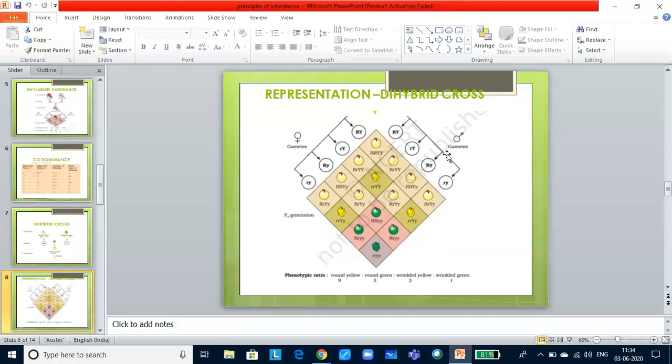Based on this, he proposed his law of independent assortment. It states that pairs of alleles separate independently of each other during gamete formation. So when a dihybrid cross is made and offspring of the F1 generation are self-bred, the dihybrid ratio 9:3:3:1 is obtained. So this is all about the dihybrid cross ratio.